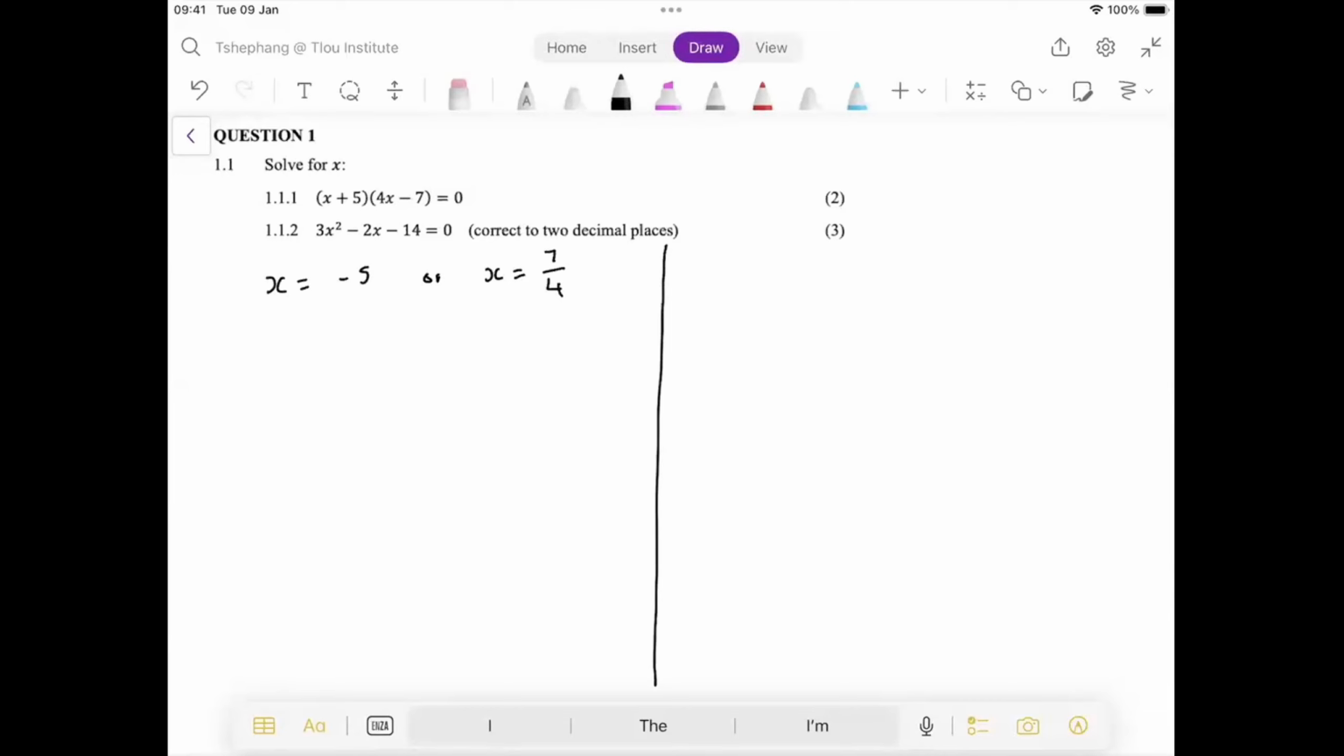Now, the next one is very important. Correct to 2 decimal places. You cannot factorize it. You have to use the quadratic formula, which is given on the formula sheet. So x equals -b plus or minus the square root of b squared minus 4ac, all over 2a.